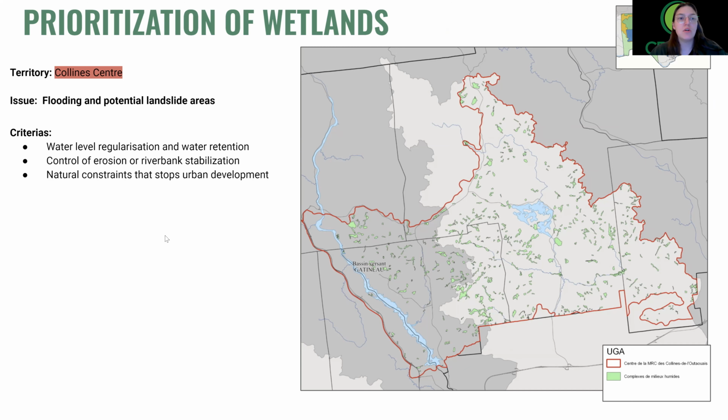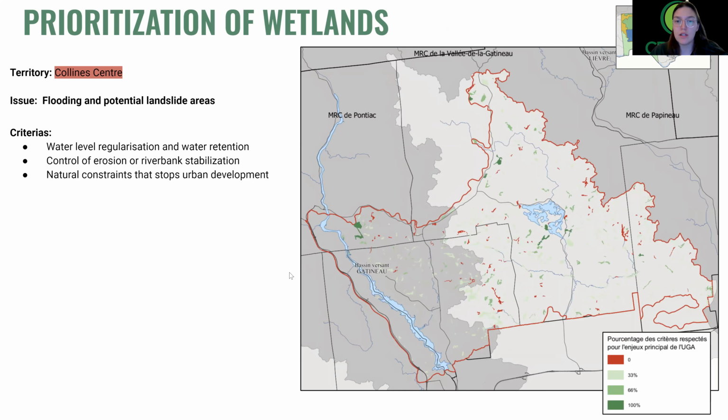The criteria for that issue are the water level regularization and water retention, the control of the erosion of riverbank stabilization, and the natural constraint that stops urban development. So if we apply all those criteria to the wetlands that we see currently, it will now look like this. The color of the wetlands changes depending on how many criteria they can apply to. If the wetland is red, that means that no criteria for the issue is respected. And if it's dark green, that means all of the criteria are respected.